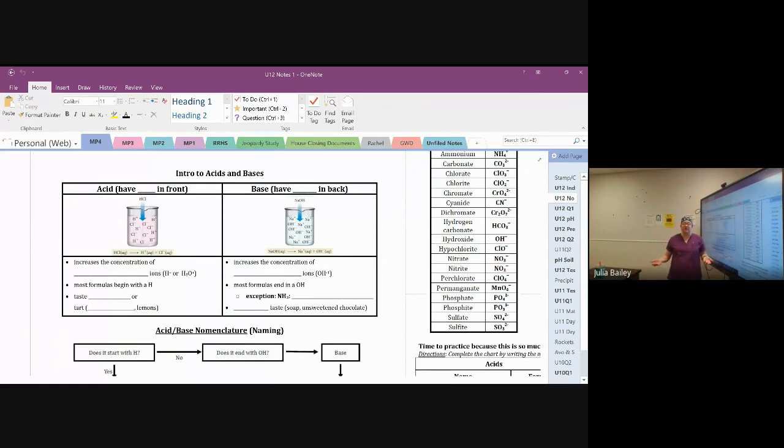This is unit 12, our second to last unit of the year. We're almost there. And this is also a pretty short unit, so we're really almost there. We're going to do this. Let's talk about acids and bases.